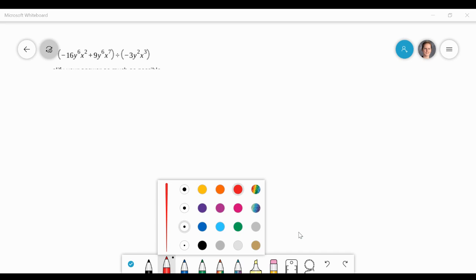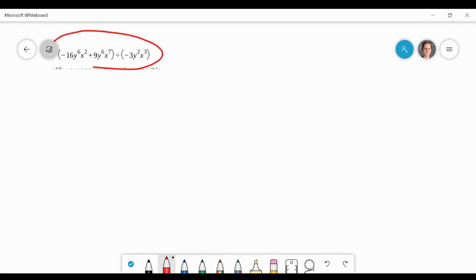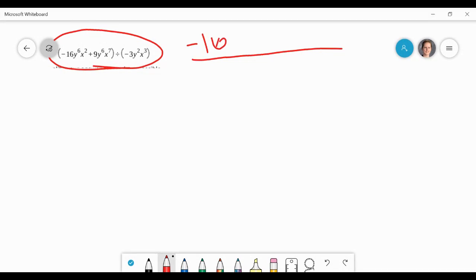Hello, Miss Ella. So I'm hoping this works so that I can explain the best way to do this. Typically, what I try to do is rewrite the problem using fraction form. And what I mean by that is say negative 16.